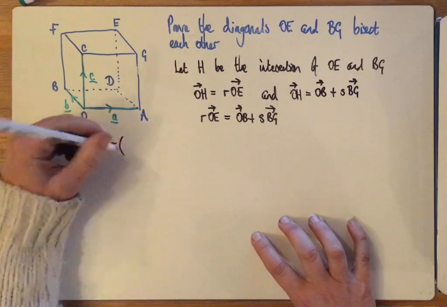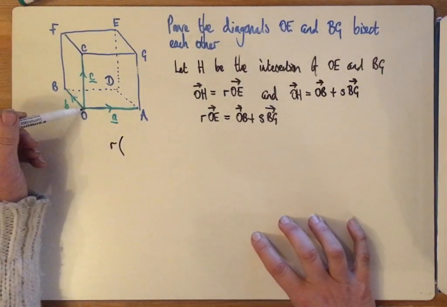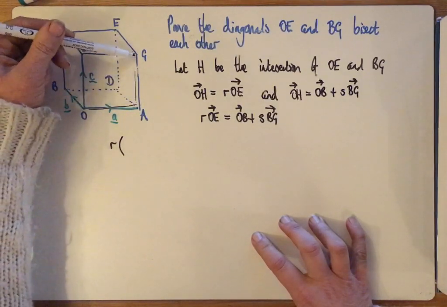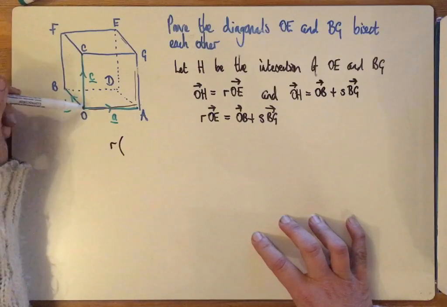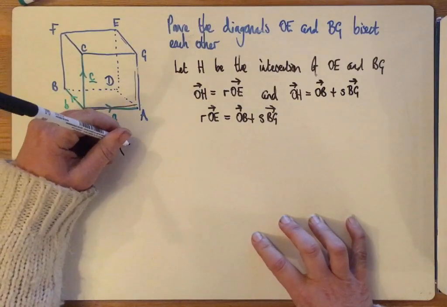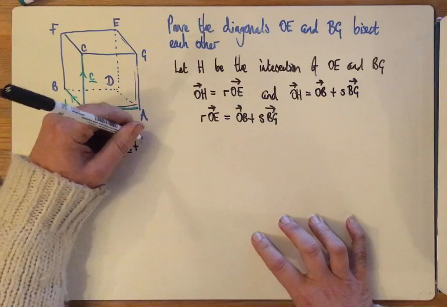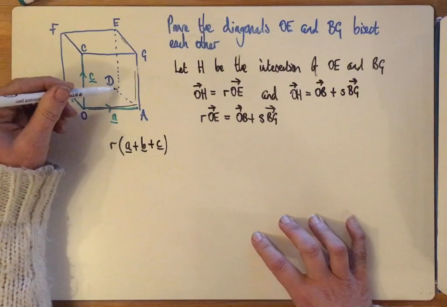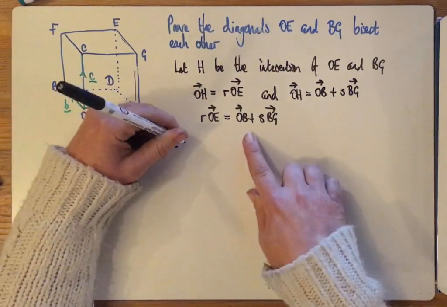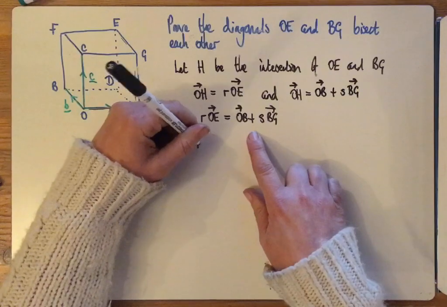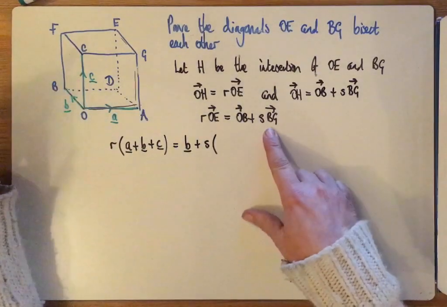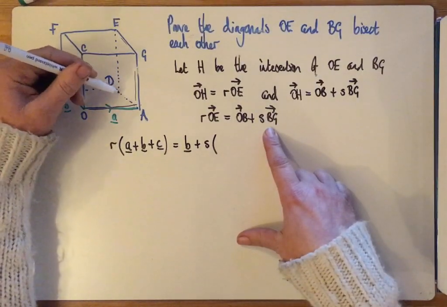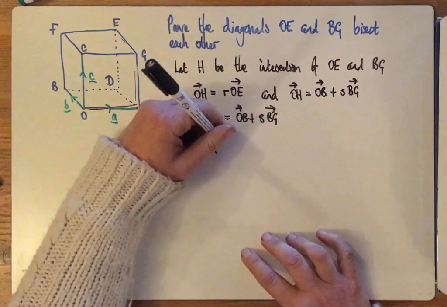And then I've been given these vectors here to work with. So going from O to E is going along here, so that's A plus C plus B. So I'm just following these vectors. So O to E is A plus B plus C. OB is vector B, the position vector for B, and then it's S lots of B to G. So to get from B to G, I can do A minus B plus C.